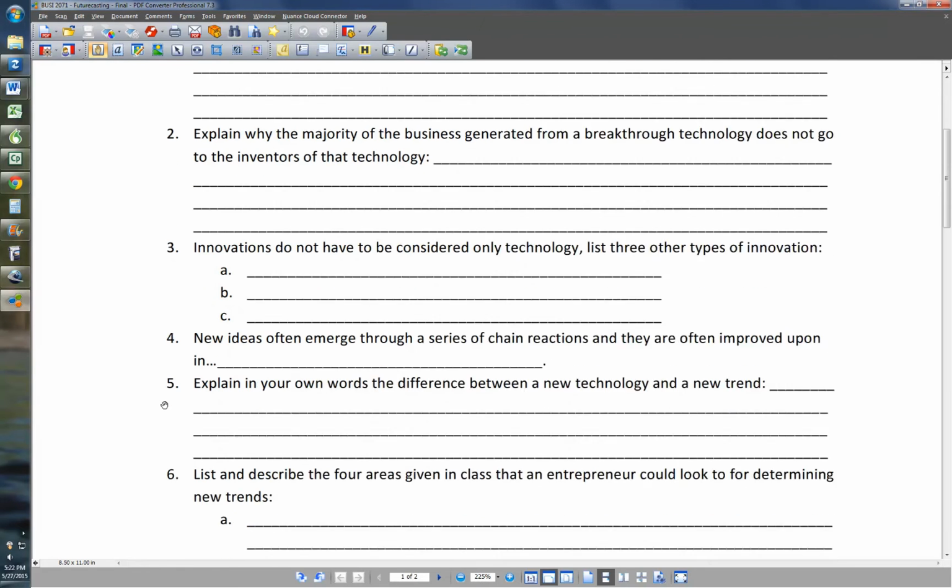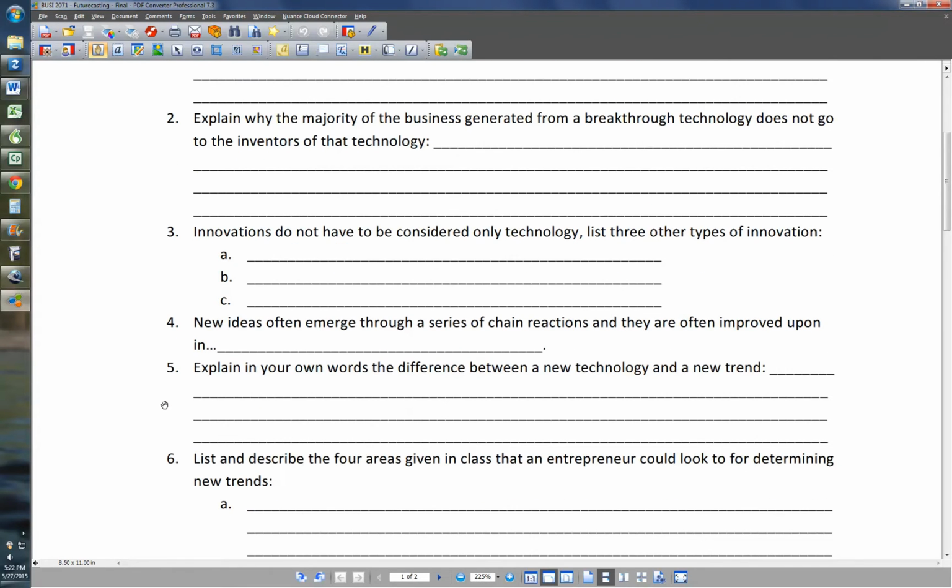Number two, explain why the majority of the business generated from a breakthrough technology does not go to the inventors of that technology. So basically what I'm after here is something along those same lines, that because of the ripple effect, the majority of business from any one idea often goes to the businesses that are taking advantage of the technology, not necessarily the person that created it. It's like the computer. Microsoft made tons of money, but so did software companies, so have computer retailers. I mean, there's a lot of business that went on beyond just what Microsoft made.